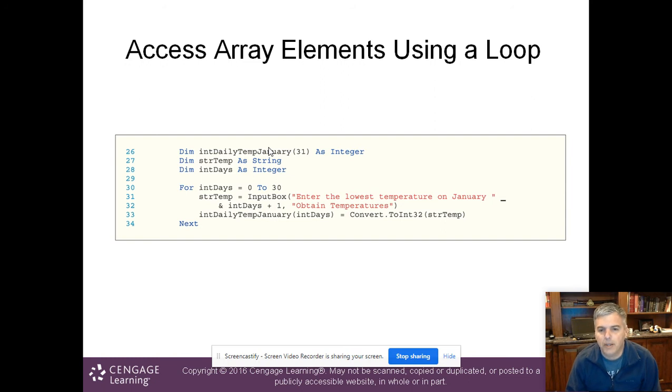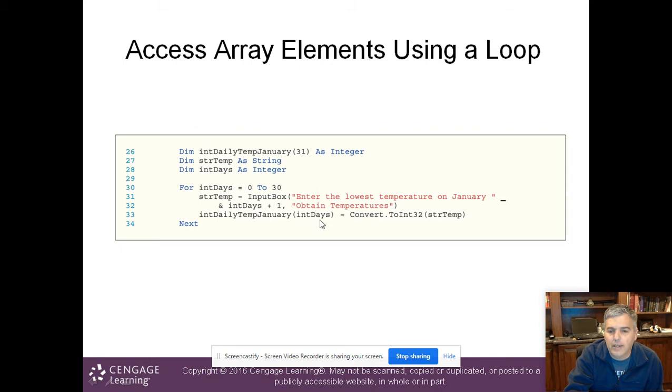So typically when we access the items in an array, we access them using a loop. So in this example, we've got an array with 31 elements, actually 32 elements because we're starting at 0. So we're declaring our array with 31 elements. Got a couple of variables for our temporary string and our days. So we say for int day 0 to 30, we grab a value from the input box, okay?